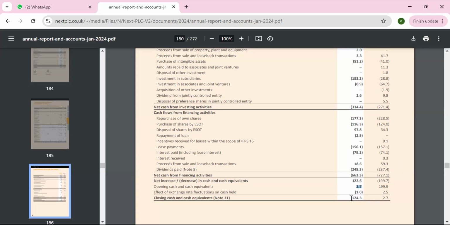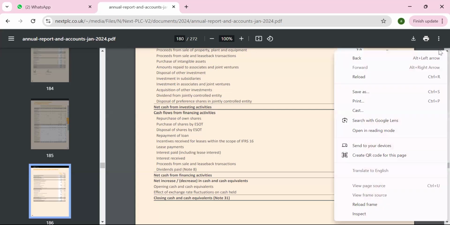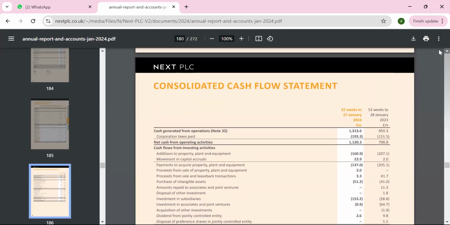So if we look, the cash position now is 124.3 million. The last year cash position was only 2.7 million. So it means our closing balance of the cash is better. So we are a strong company in terms of cash.